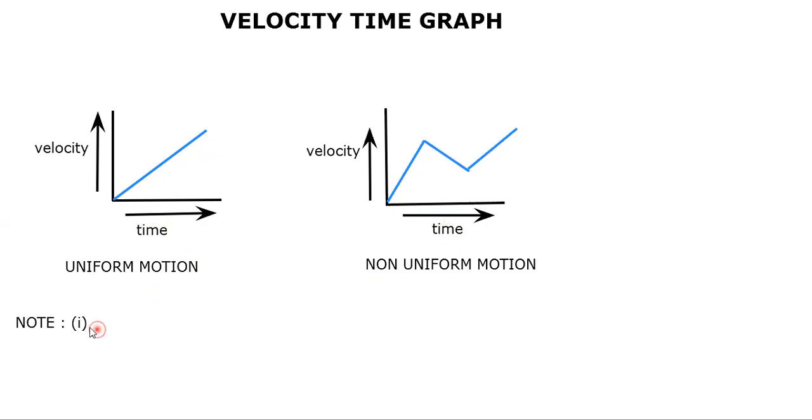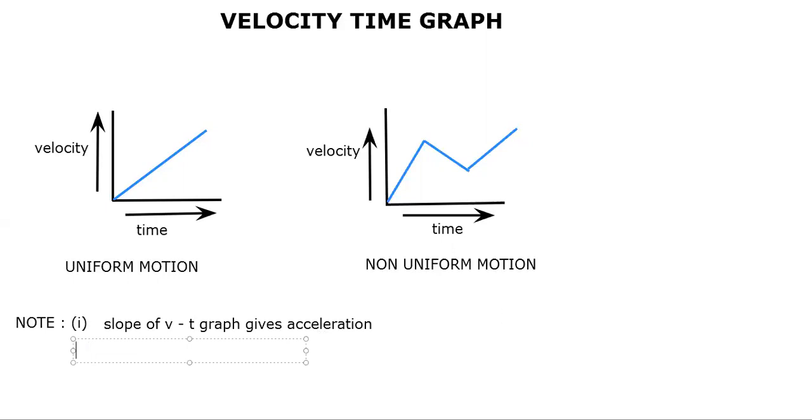Now, here's a note that you have to write down. The slope of distance time graph gave us what? The speed. Similarly, the slope of VT graph, I'm writing in short, VT graph gives acceleration. In the last video, I told you how to calculate slope of a graph. The slope of distance time graph gives speed and slope of velocity time graph gives acceleration.